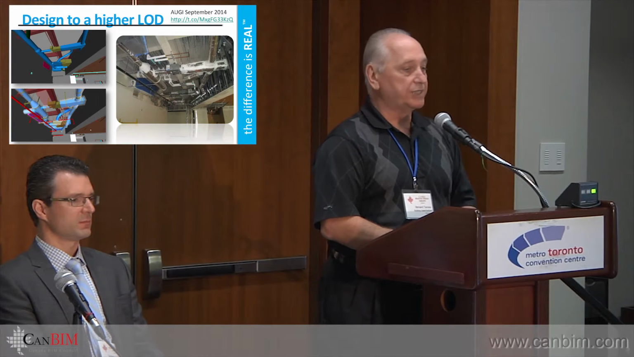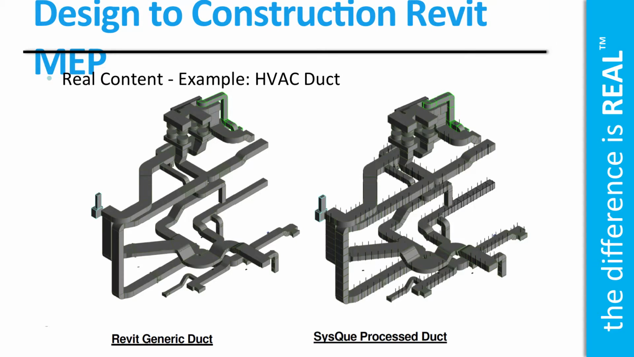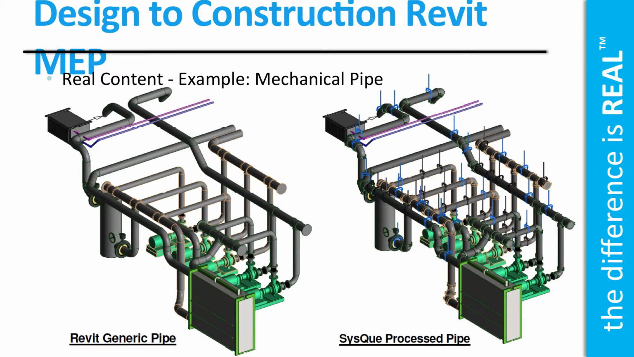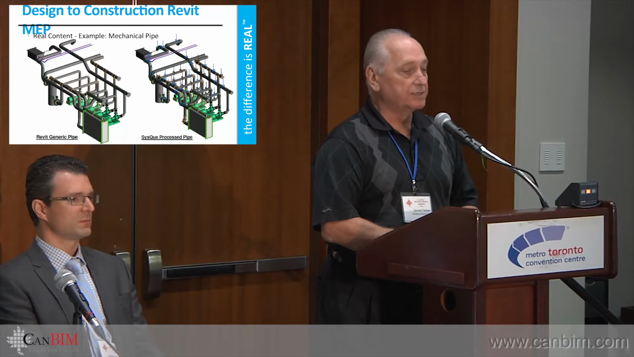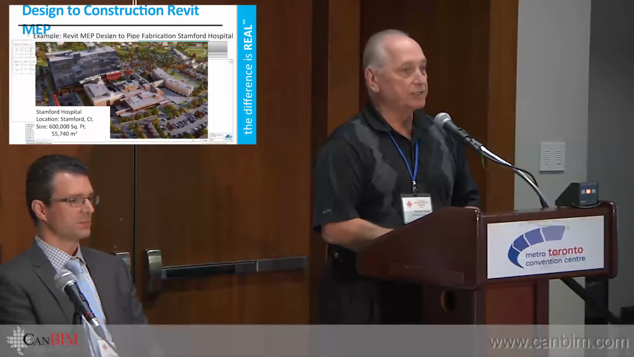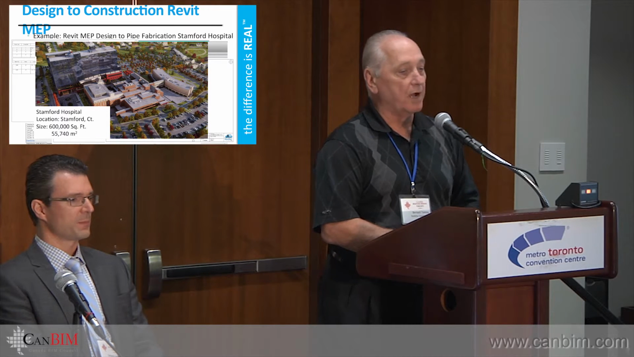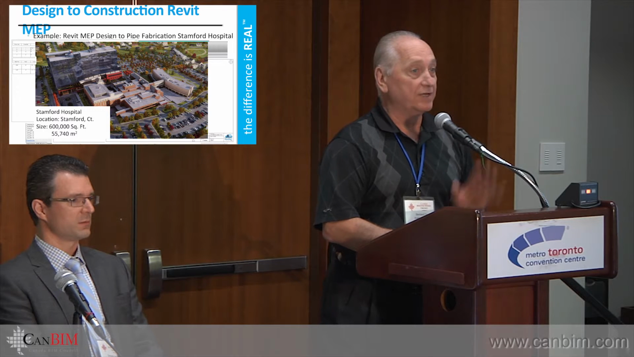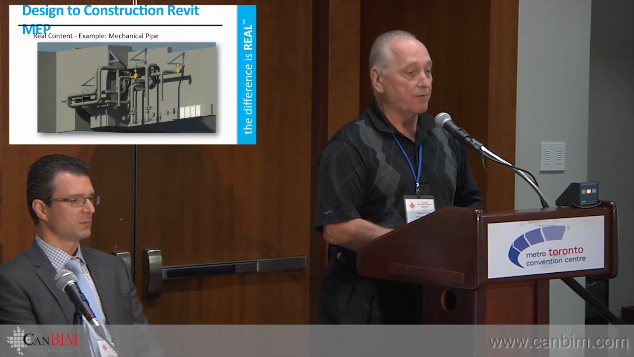Also doing some examples. On the left you see just generic Revit. On the right was SYSQUE. Same way with the piping. Left, generic, right was SYSQUE. Here's a facility in Stamford, Connecticut, where we took generic Revit piping. We're able to give it all the configurations for the proper system, and then eventually we're able to spool this and send it right down to the fabrication for the contractors to fabricate all of their spool sheets right out of Revit, not having to take it someplace else.